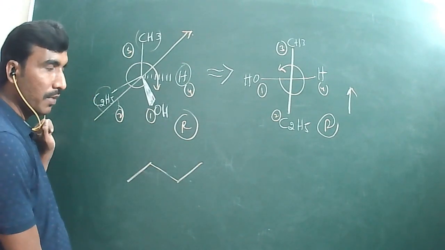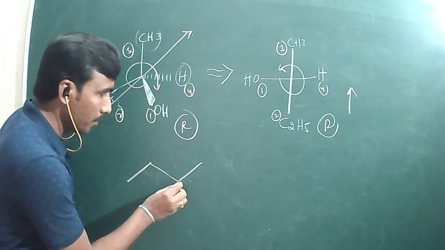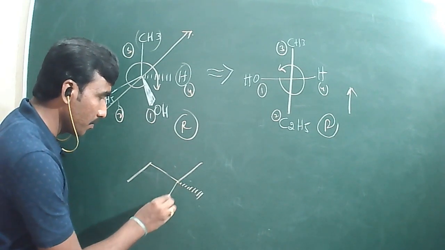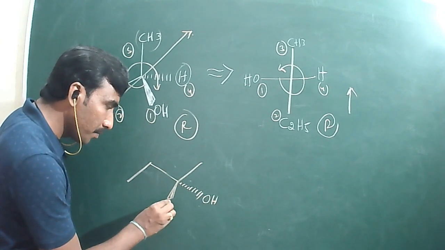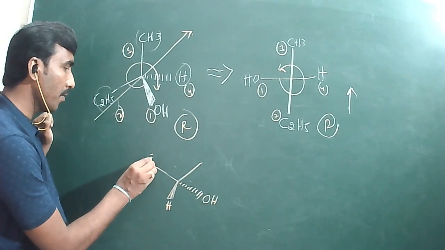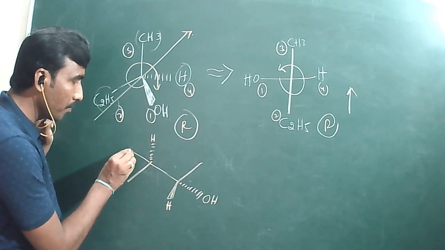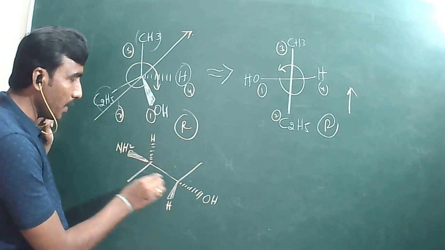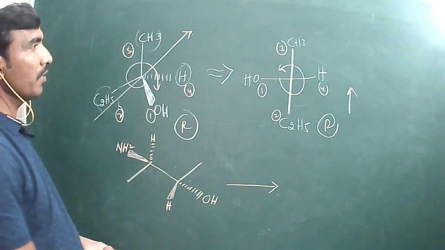The wedge dash representation. Here what do I give? Tell me. OH. R, dotted line. What do I give on the dotted line? OH. And the thick line? H. And here, dotted line H, and thick line NH2. So numbering second and third, right? I want to convert it into this. Convert it into Fischer projection formula.